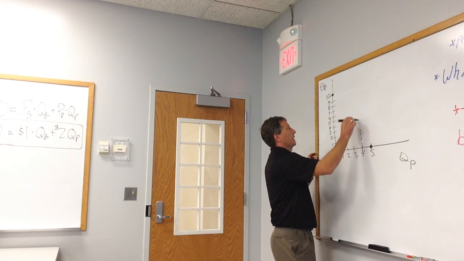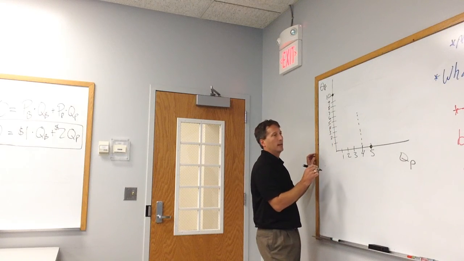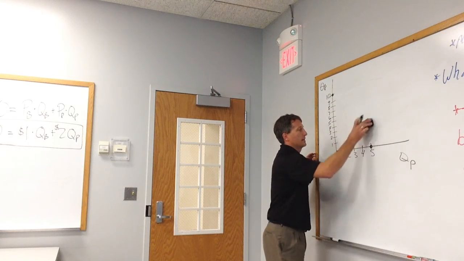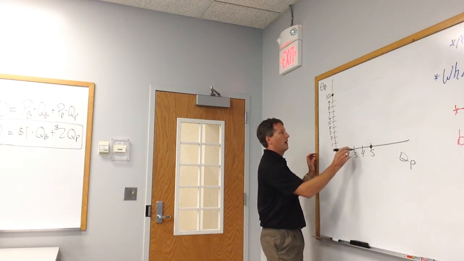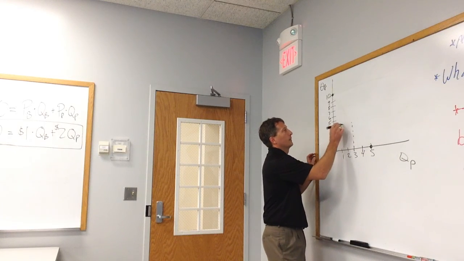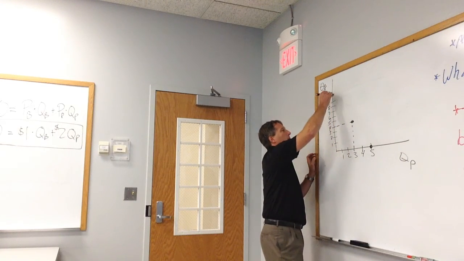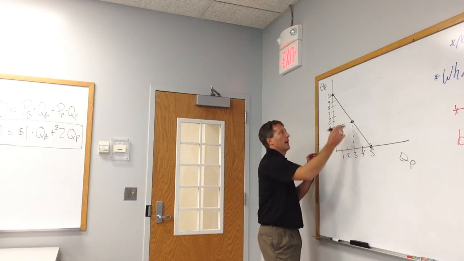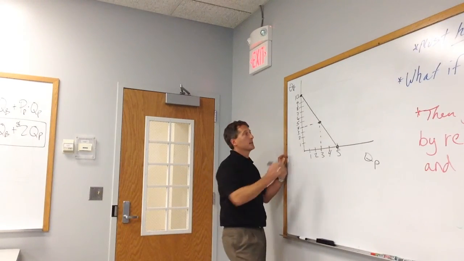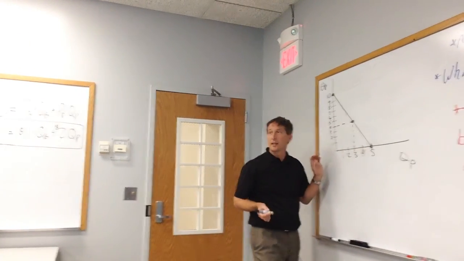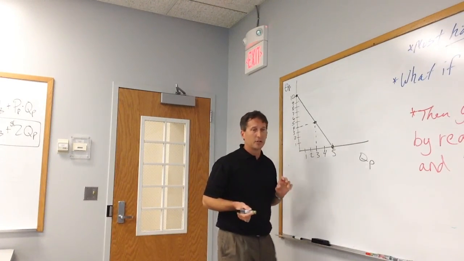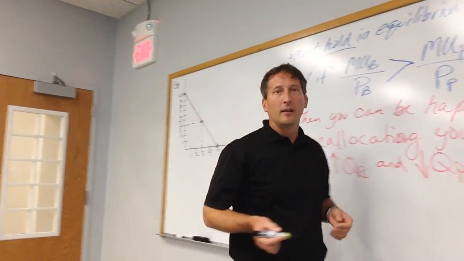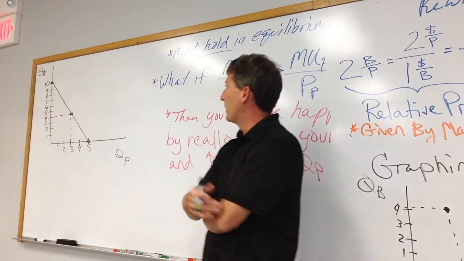And if you draw this real carefully, what can you tell me about these points here? They all fall in a line. Good. So if you draw them carefully, you would have all possible combinations on a straight line. So go ahead and draw your straight line. That is your graph of the budget line.